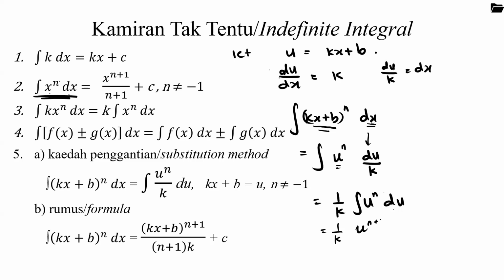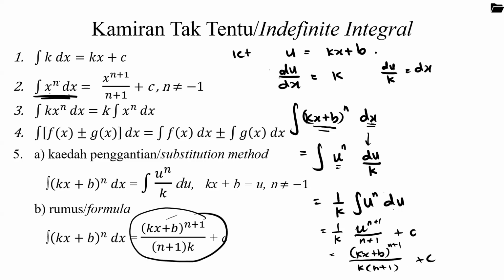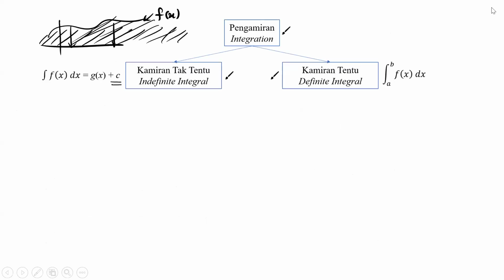Increase the power by 1, divide by the new power, and then plus c. So when we put back, it will be (kx + b) raised to the power of n plus 1, divided by k(n + 1), plus c. That's how we got this: (kx + b) to the power n plus 1 over n plus 1, times the 1 over k outside, because of the substitution. Is that okay? But we only use this one. Right, so we stop here.